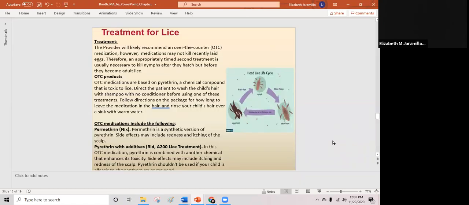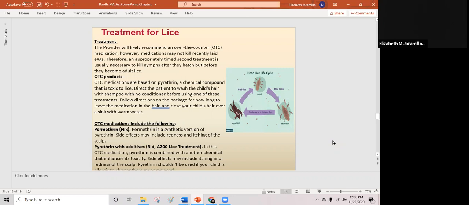So common treatment for lice is that the provider is likely going to recommend an over-the-counter medication such as shampoos, okay, that sort of thing. Medications may not kill recently laid eggs, therefore an appropriately timed second treatment is usually necessary to kill the nits or the nymphs after they hatch, but before they become adult lice, right? We want to get rid of them.